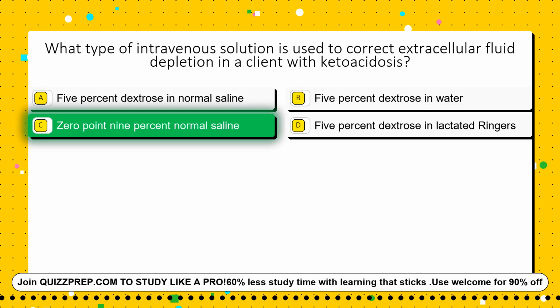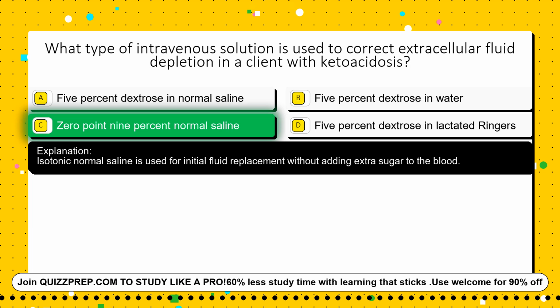The correct answer is option C, 0.9% normal saline. Isotonic normal saline is used for initial fluid replacement without adding extra sugar to the blood.